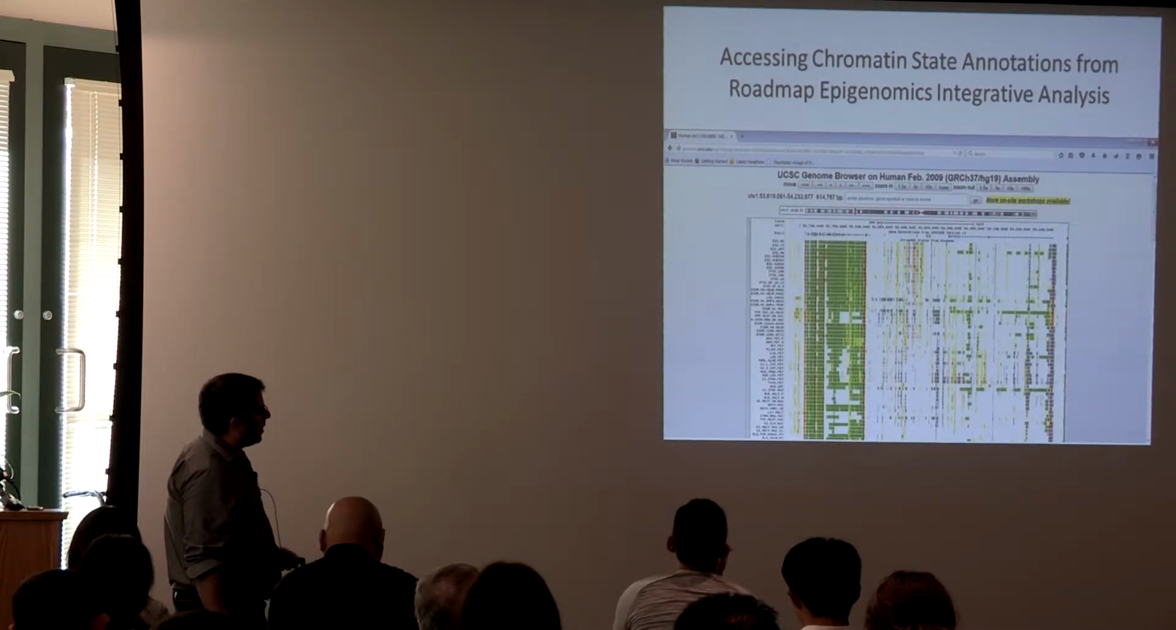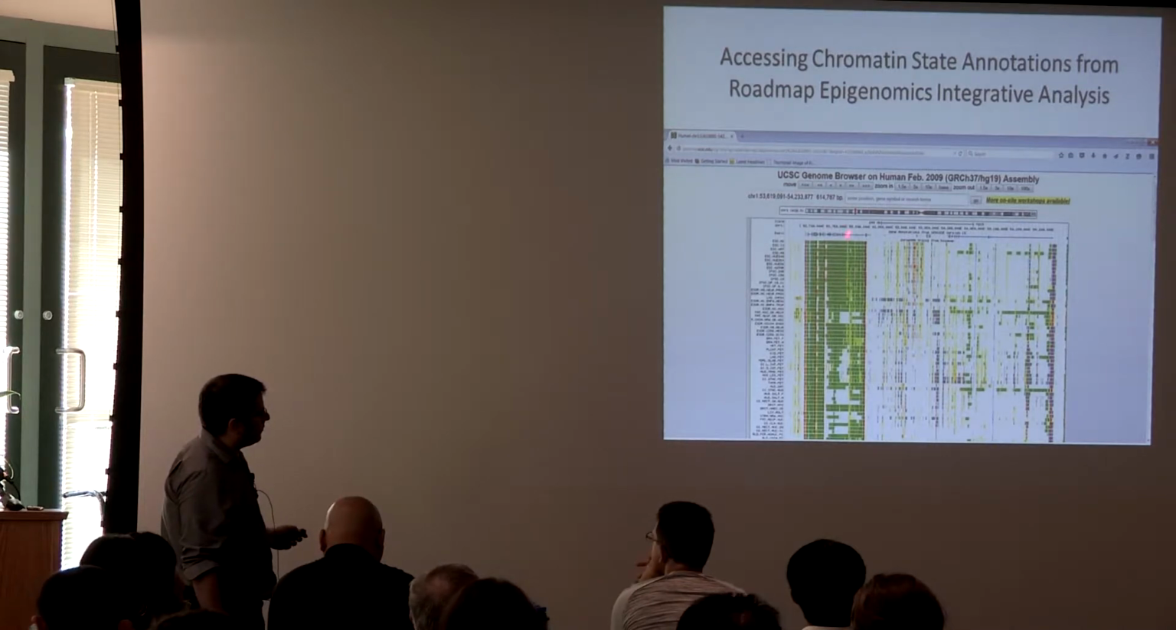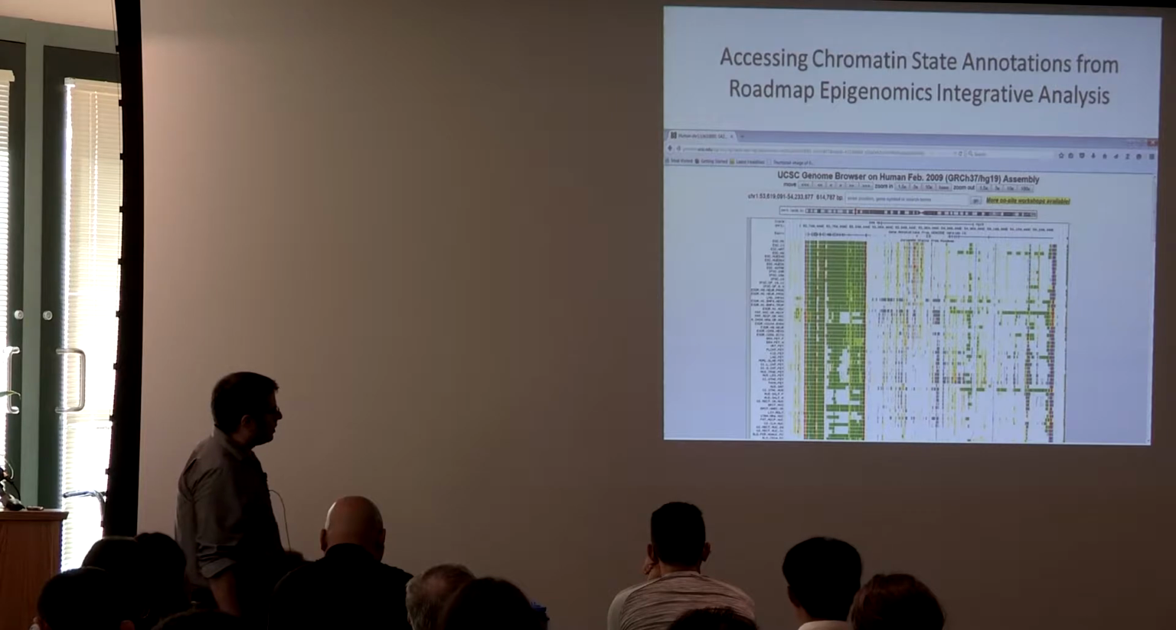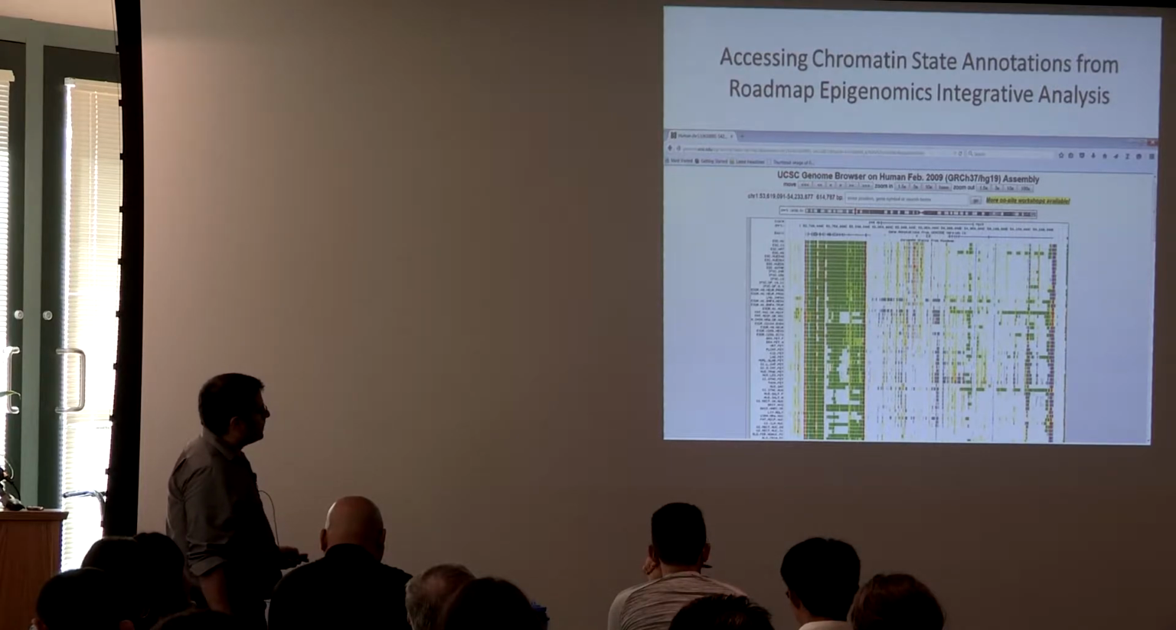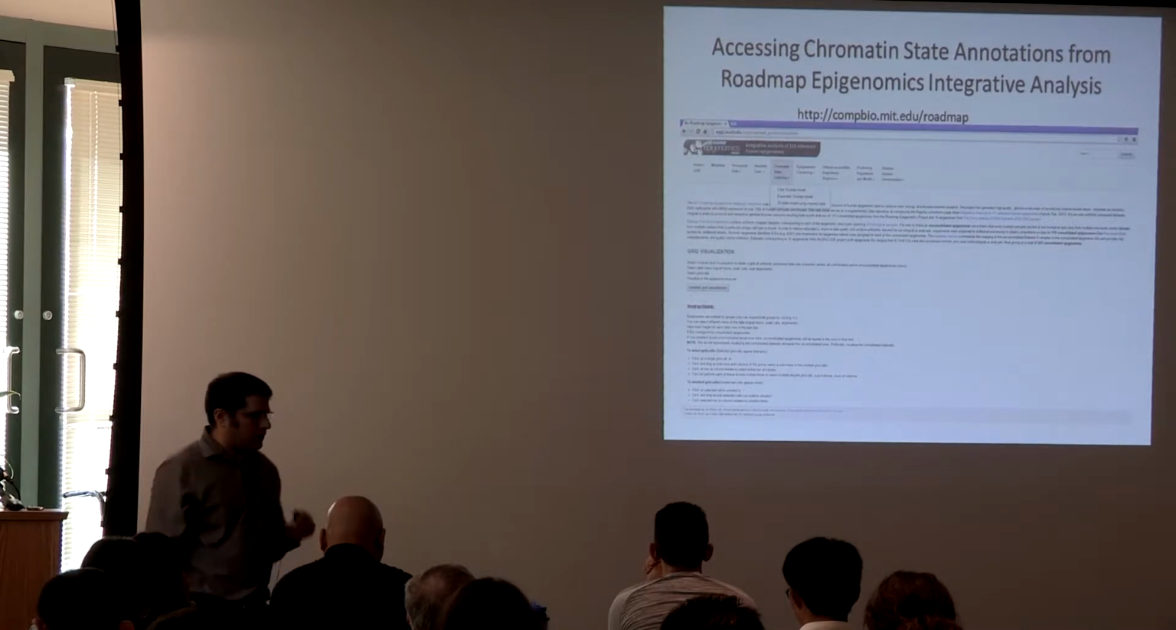So then if you go back now to the browser, it's going to be much deeper in terms of cell coverage. This is showing you the imputed model, and it's not all the cell types, it's getting cut off. So then you can see, based on the imputed model, what the chromatin state calls are. So that is if you're going through the UCSC genome browser.